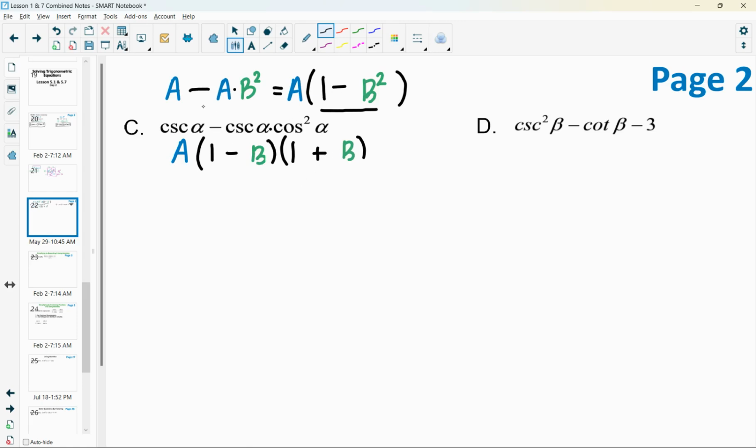So then this whole thing factors to, now our a function was cosecant of alpha, and then 1 minus our b was cosine of alpha. So we get cosecant times 1 minus cosine, 1 plus cosine.